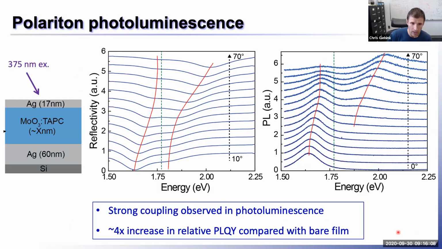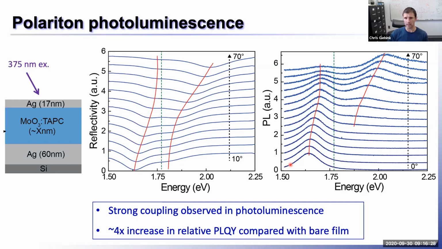Now in a cavity, we can also see the photoluminescence. If we take a similar film and again put it in a metal-metal microcavity, we see the emergence of the Polariton modes in reflectivity in terms of their anti-crossing, and we also see the photoluminescence follow the same dispersion.